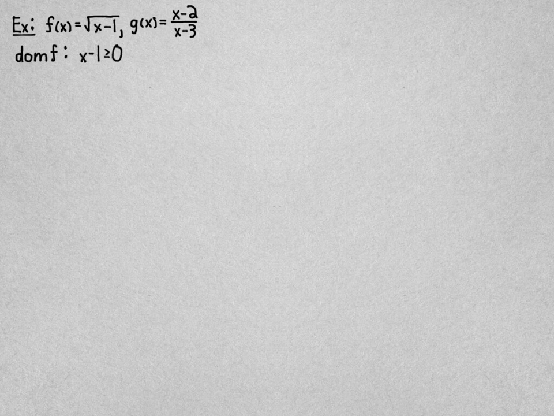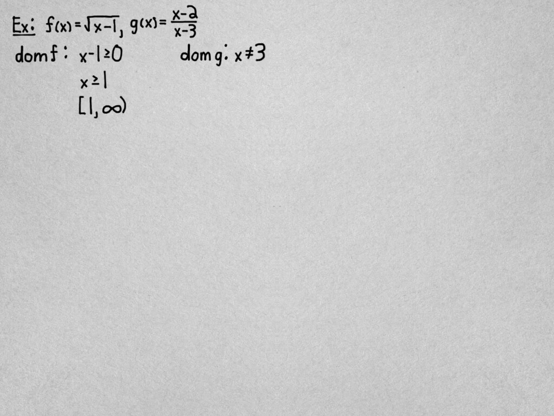The domain of f: you set the radicand, x minus 1, greater than or equal to 0. That's greater than or equal to 0, because the square root of 0 is 0, so that's fine. Which means that x is greater than or equal to 1, which gives us the interval 1 to infinity. Square bracket on the 1, parentheses on the infinity.